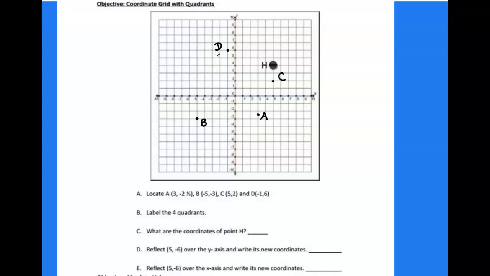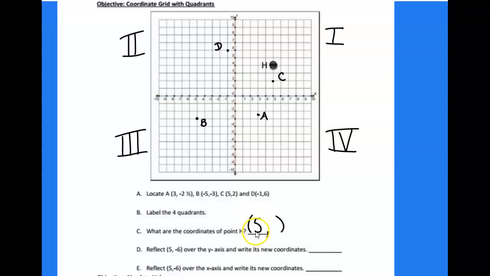Now label the 4 quadrants. We have quadrant 1, 2, 3, and 4. Remember they are labeled with Roman numerals. What are the coordinates of point H? Coordinates go inside parentheses with a comma, and it is over to the right 5 and up 4.